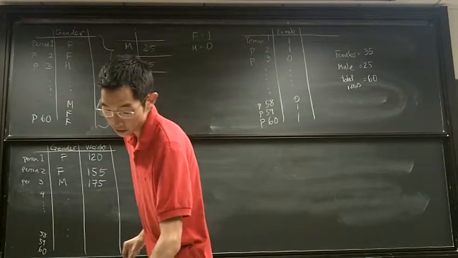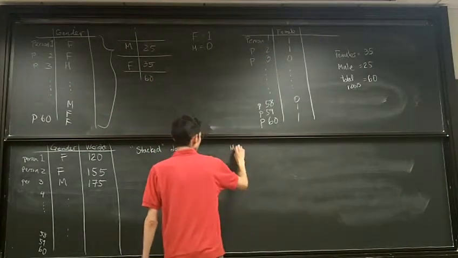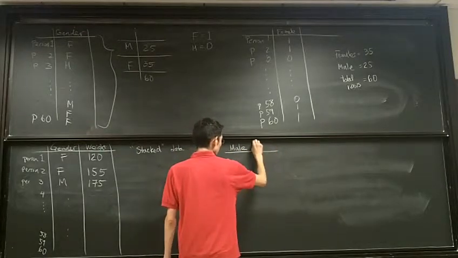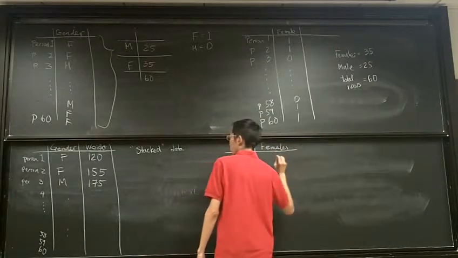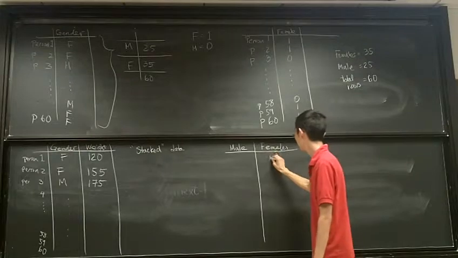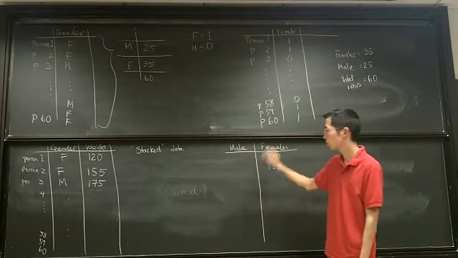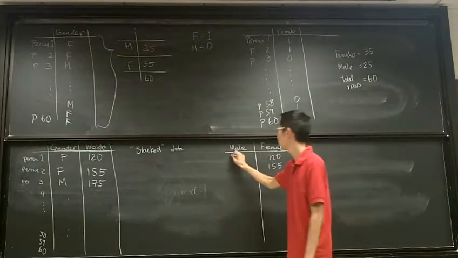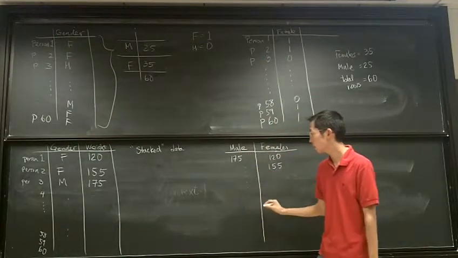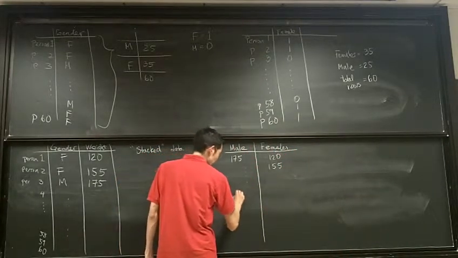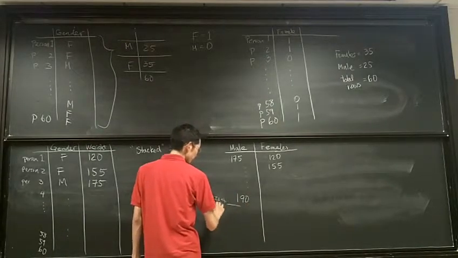And then another way that the data could be gathered is we could create one column for the males and one column for the females, and we would have data in here. We would say the first female was 120, and then the next female was 155, and then we saw a male, and he weighed 175. So on and so forth. At the end of the day, you would have a total of 25 numbers here. Maybe the last one was 190, and this is the 25th person in the males.